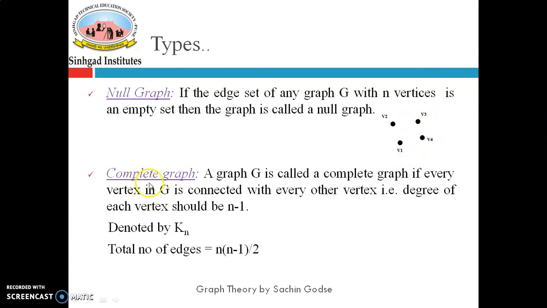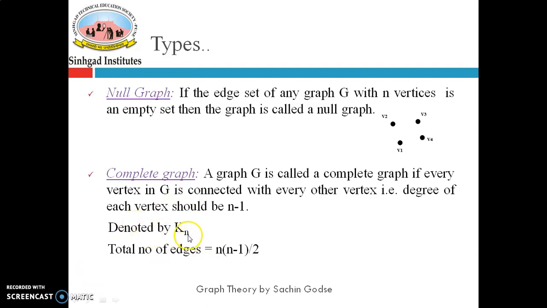Then next type of graph is complete graph. A graph G is called a complete graph if every vertex in G is connected with every other vertex. That is, the degree of each vertex should be n minus 1. So in a complete graph, each and every vertex is connected to every other vertex with an edge, and because of that, the degree of each vertex will be n minus 1.